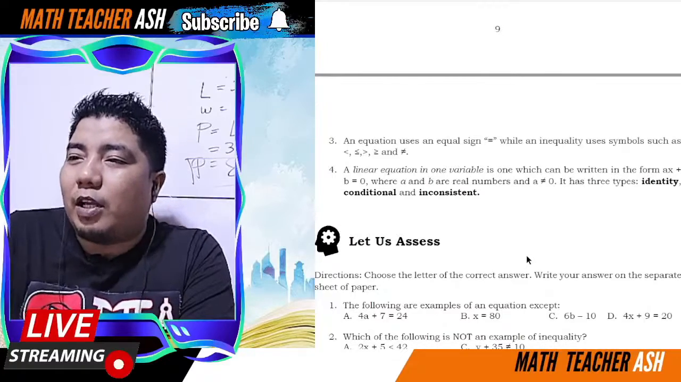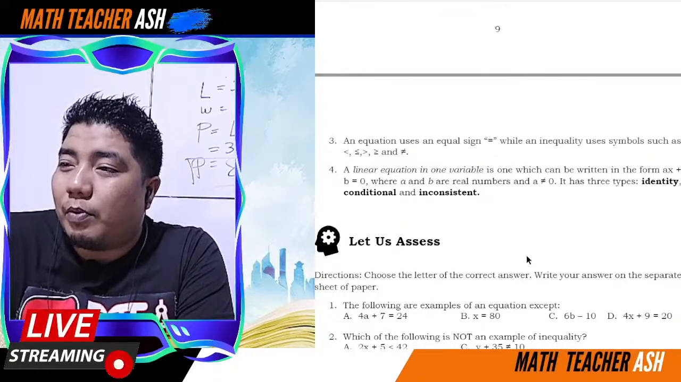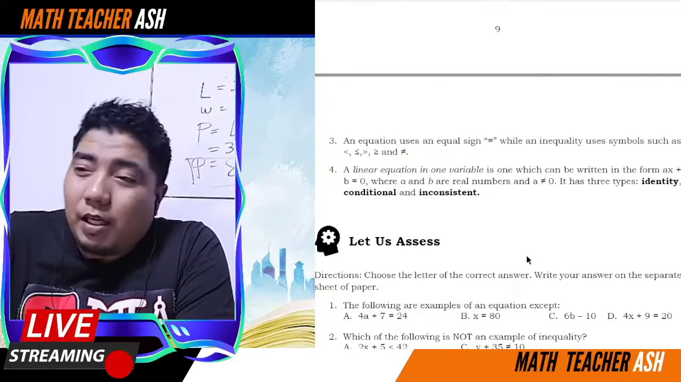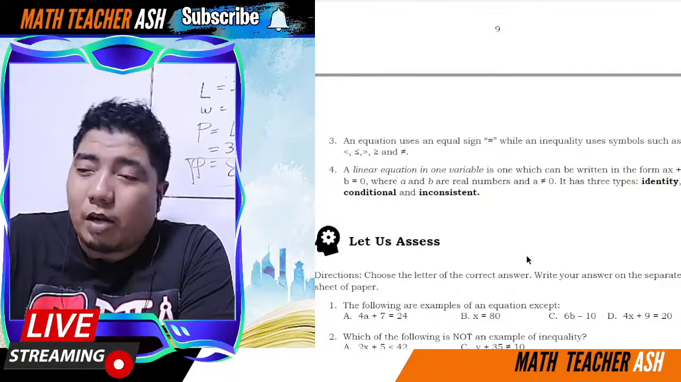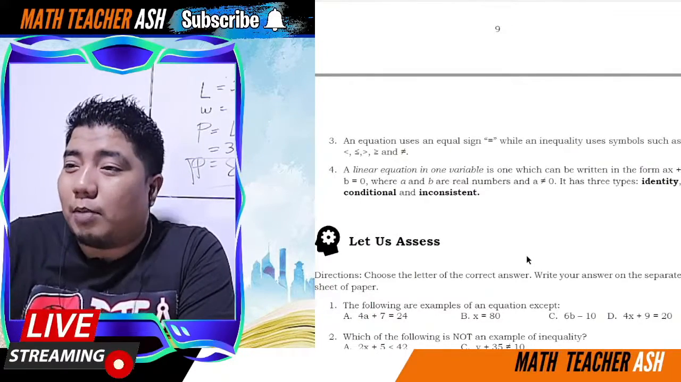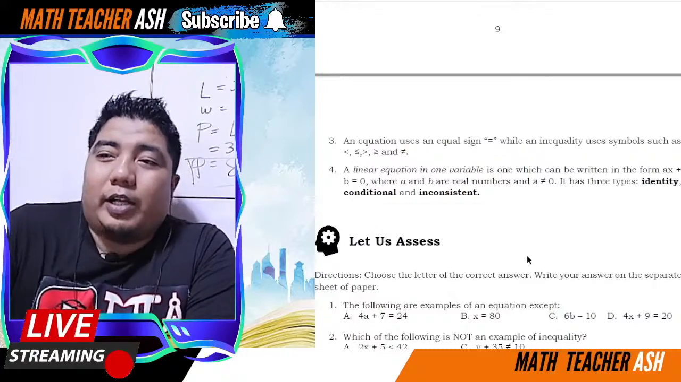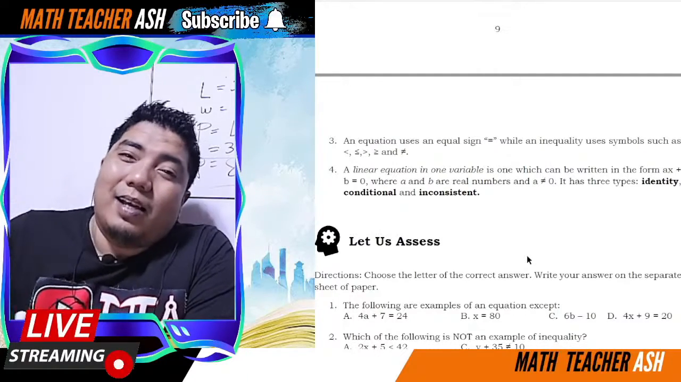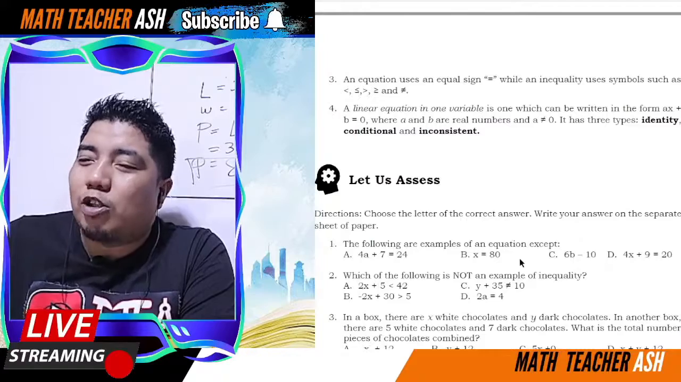A linear equation in one variable is one that can be written in the form ax plus b equals 0, where a and b are real numbers, but a should not be equal to 0. There are three types: the identity, the conditional, and the inconsistent.